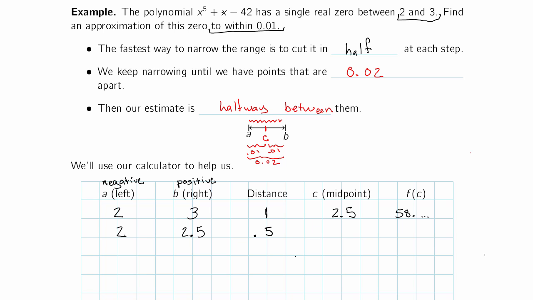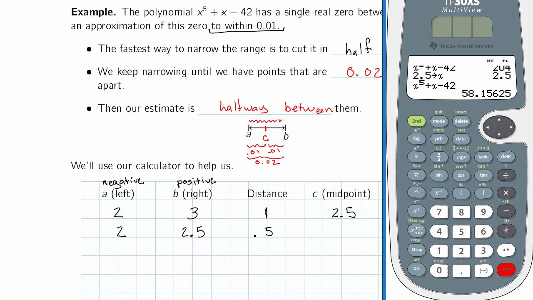We're getting closer together. Halfway between those, we might want the calculator again for that. Well, that's going to be 2 plus 2.5 divided by 2. That's 2.25. Store that number in x.